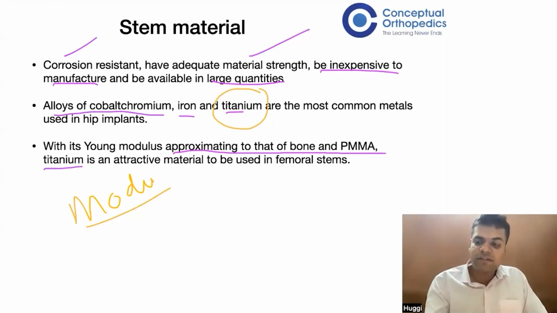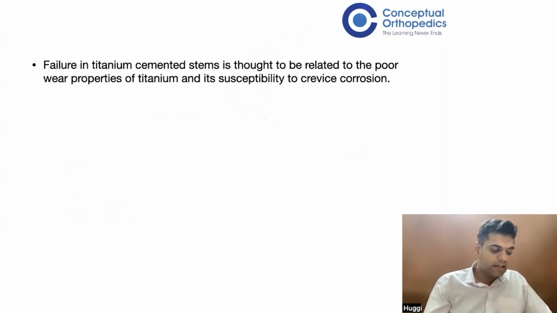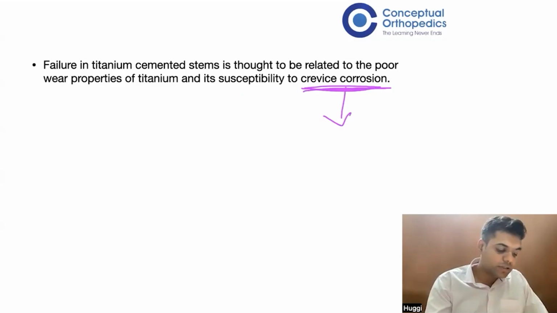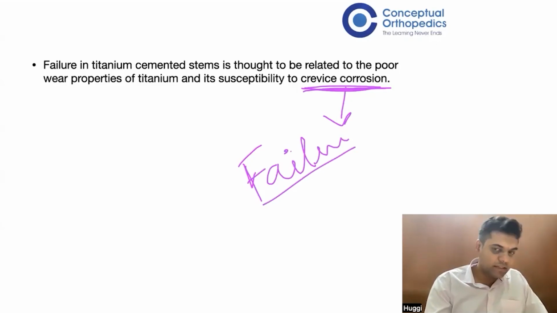But how many of us have started using titanium? Have you seen titanium stems? No, right? Does anyone use titanium stems? No, all of you use cobalt chrome alloy stems because titanium has one bad property of crevice corrosion. This corrosion will lead to failure. So that is the reason titanium stems are not preferred.